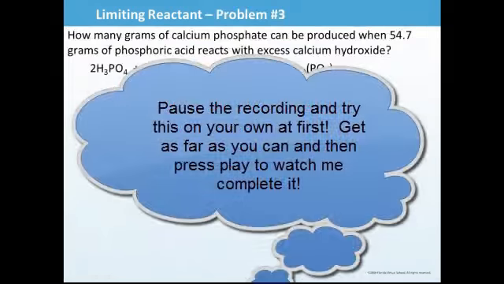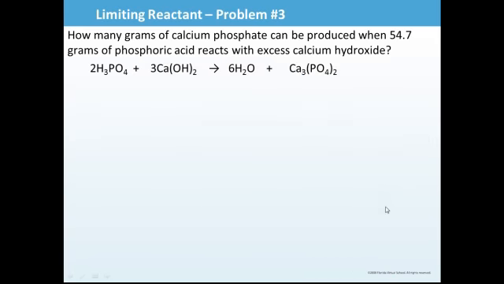Problem number 3. Once again, go ahead and pause this recording, get as far as you can in this problem, and then hit play to resume. Welcome back. How many grams of calcium phosphate can be produced when 54.7 grams of phosphoric acid reacts with an excess of calcium hydroxide? So that's an excess.